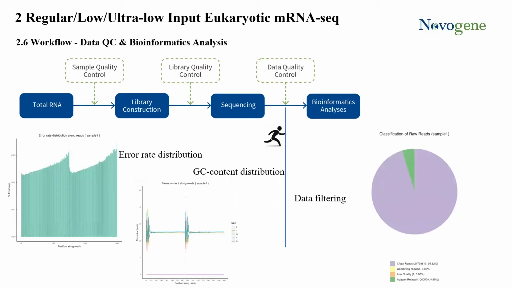After the sequencing is done, we perform our data quality control. In this step, we analyze the data through its error rate distribution and GC content distribution, and then we perform some data filtering, where we filter out low quality reads and reads containing adapters. All the downstream bioinformatic analysis performed at Novogene is done with clean reads, which for a sample that has passed our quality control standards is usually above 80%, but most of them are over 90%. So we're really proud of that good quality data.